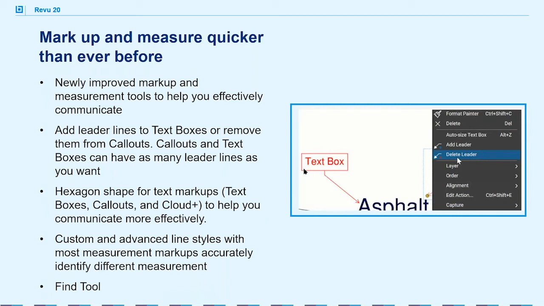So in the past, you were able to do a rectangle, a circle, or a triangle. You can now do a hexagon. That brings up the question, what happens if I open a markup from Revu 20 in an earlier release? What happens to my hexagon?